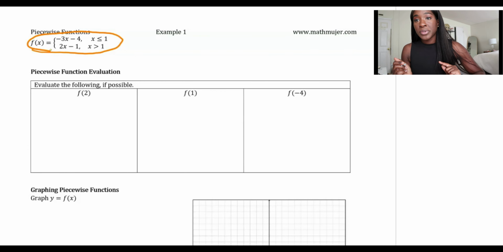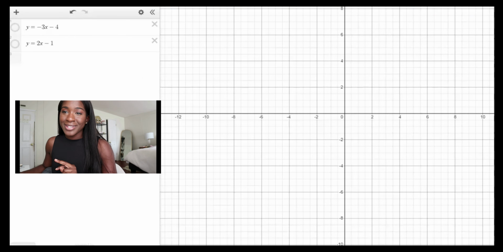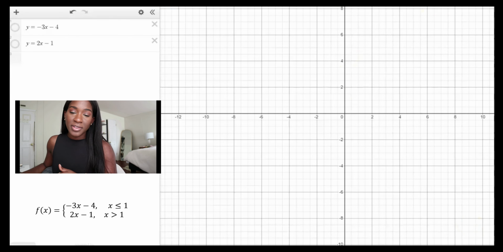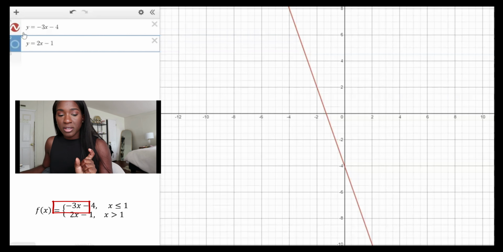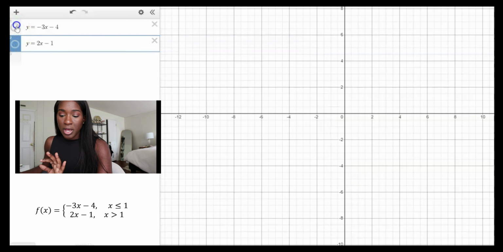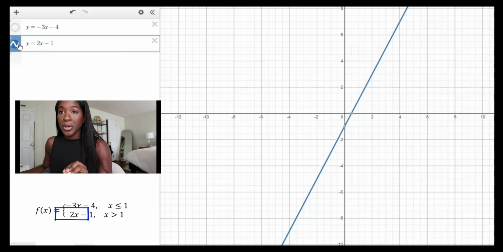Our piecewise function in this problem had two pieces. Both pieces were the equations of lines. I'll put a picture of the equations right here. I haven't put the inequalities in yet to graph them, but I'm just going to turn one equation on. This is what the graph of that first piece looks like, y equals negative 3x minus 4. I'll turn that off, and this is what the graph of the second equation looks like, y is equal to 2x minus 1.